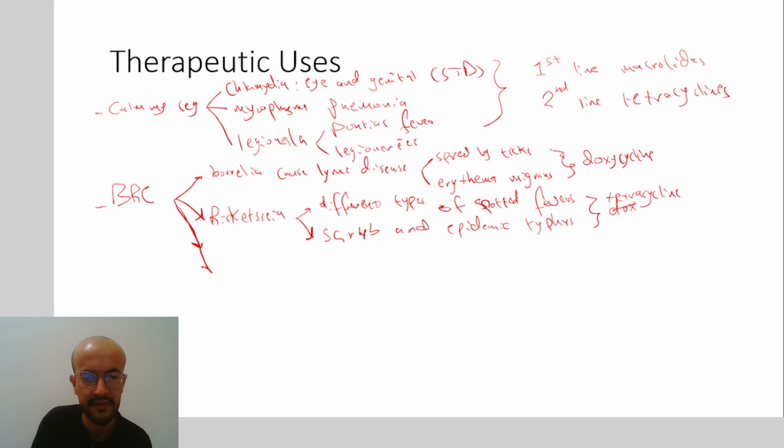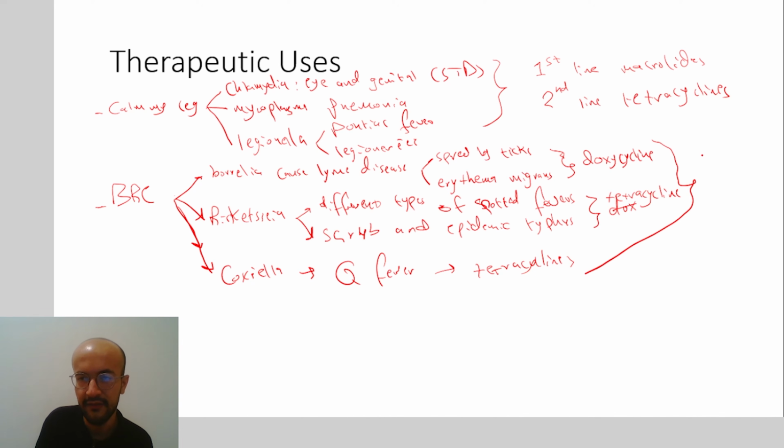The C is for Coxiella. The Coxiella causes Q fever, and this is also treated with the tetracyclines. And for those all, the first line is tetracycline and the second line is macrolide. So it is the opposite of the CALM-MY-LEG group.